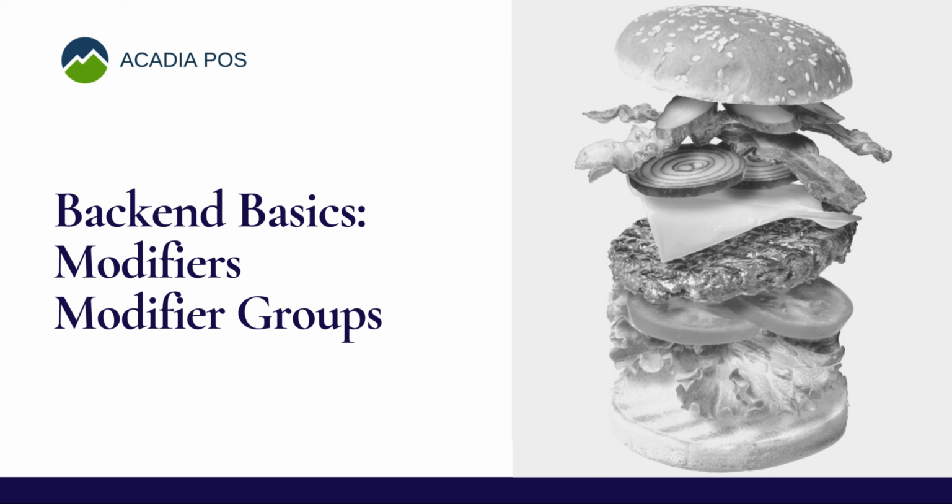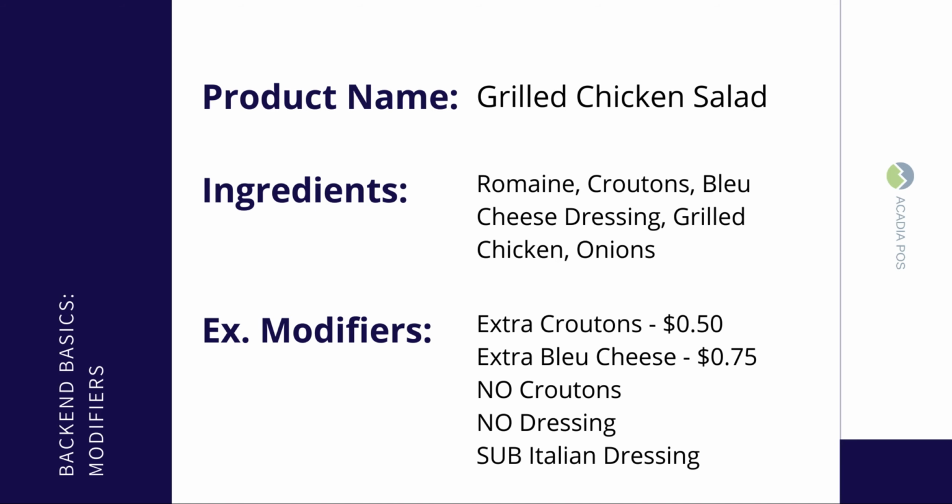In this video, we'll be reviewing how to create loose modifiers and modifier groups. Before you can start adding either of those, it's really important to understand the different use cases. Loose modifiers are used when an item has unique modifiers that aren't all shared with other products.